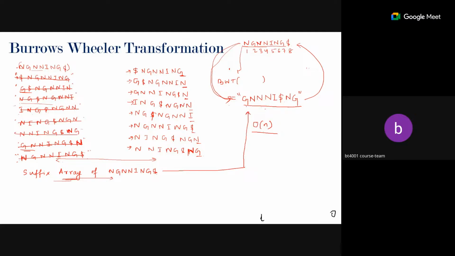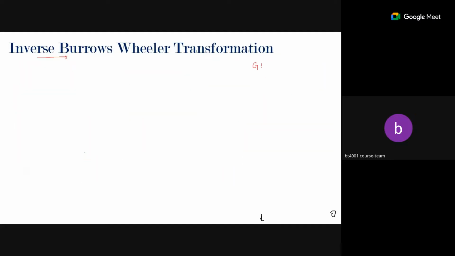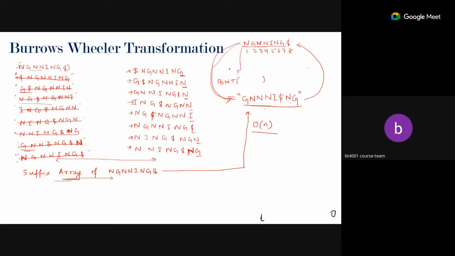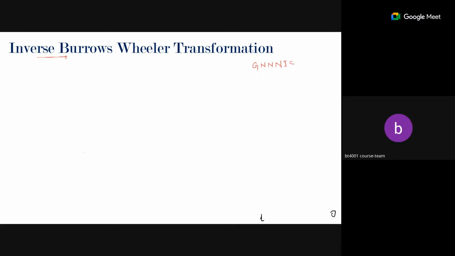Okay. So the Burrows-Wheeler transformation is G triple N, followed by I dollar NG. Okay. So what we are going to do in this inverse Burrows-Wheeler transformation is write all of this in an up to down manner. Okay, G and N. Then we have I, N, dollar. That's G, dollar.